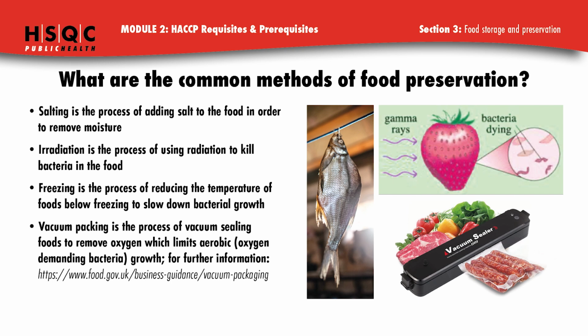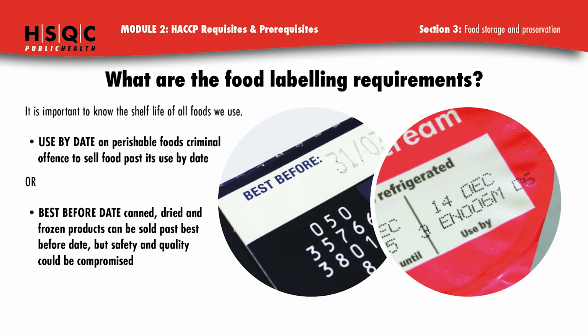Irradiation is the process of using radiation to kill bacteria in the food, e.g. UV sanitization, gamma ray, microwave. Freezing is the process of reducing the temperature of foods below freezing to slow down bacterial growth. Vacuum packing is the process of vacuum sealing foods to remove oxygen, which limits aerobic or oxygen-demanding bacteria growth.